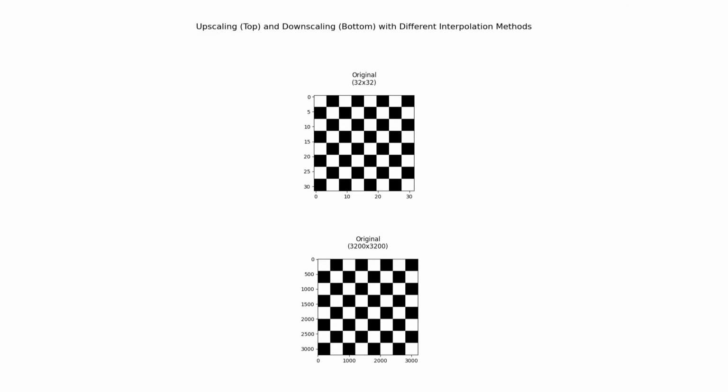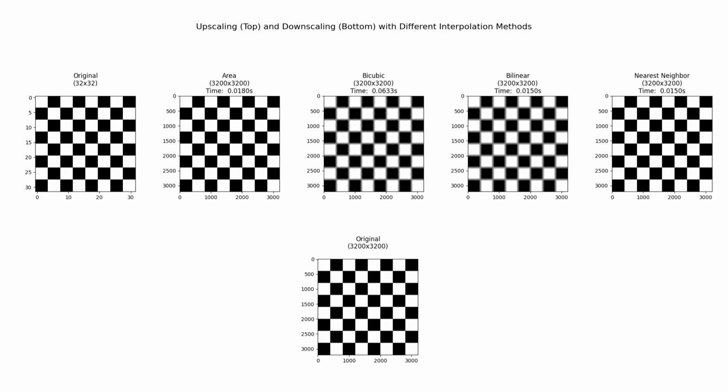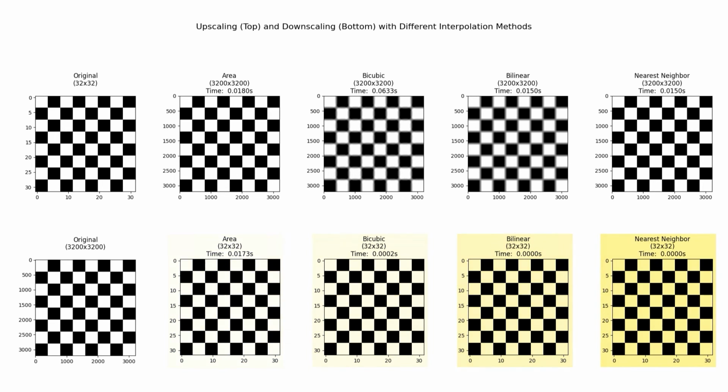We have two checkerboard images, 32x32 and 3200x3200. We get a range of outputs when we upsample 32x32 to 3200x3200 across various interpolation methods. Area and nearest neighbor interpolation look the closest to the input image. The time taken by these two are also comparable. However, bicubic and bilinear methods are blurred, where bilinear is the default interpolation method for resizing in OpenCV. All the outputs look identical when we downscale from 3200x3200 back to 32x32, except for the time taken by the area interpolation method. So, that's all about image resizing using OpenCV.